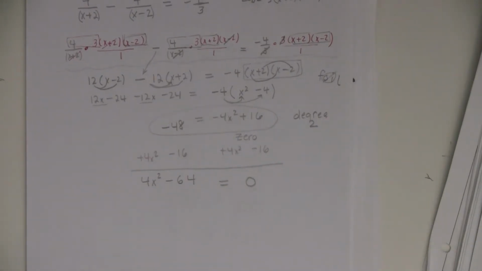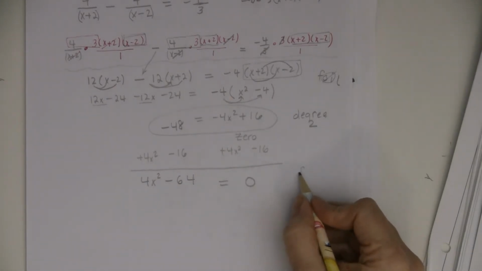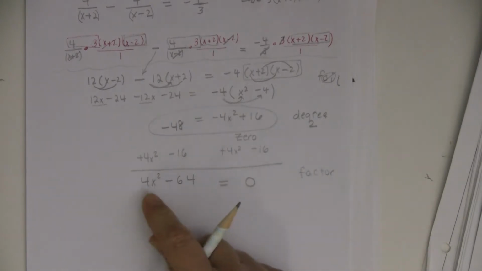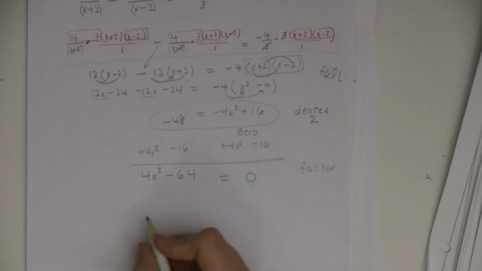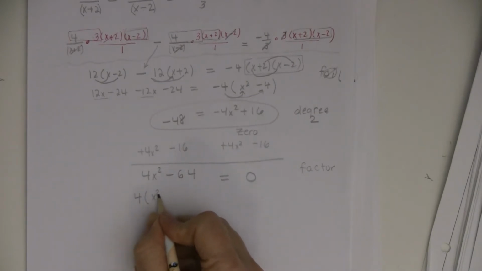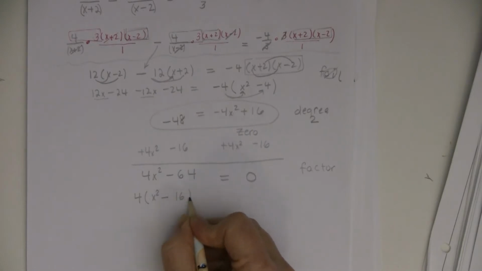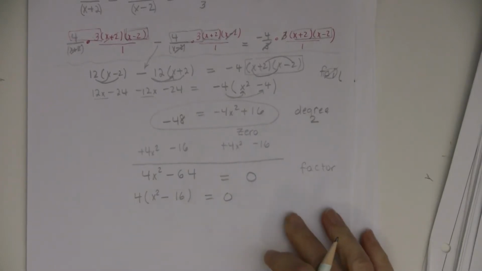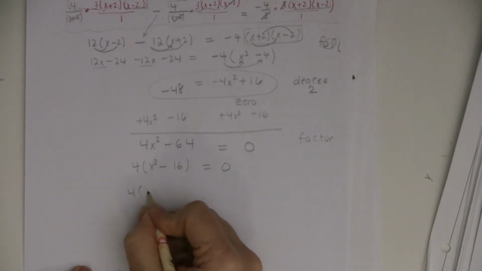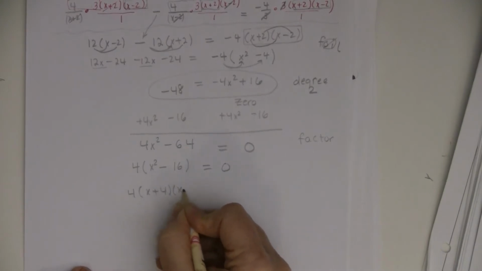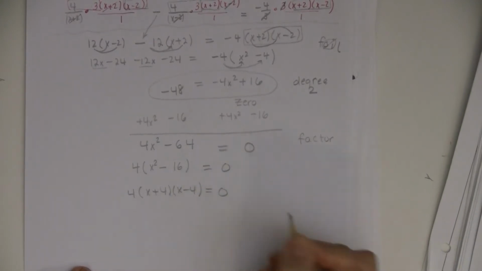After you get 0 on one side with your leader being positive, like it is, then what you want to do is factor. So you want to whip out your F word, factor. And when you have a binomial, you start with the greatest common factor. And the greatest common factor here is 4. So I'm going to pull out a 4. Let's see, 4 goes in there 16 times. Equals 0. And then that's a difference of squares. So I factor it like my friend, my best friend, the difference of squares.